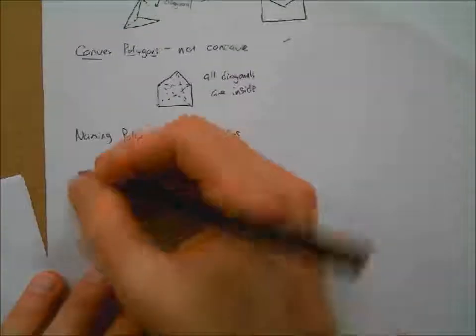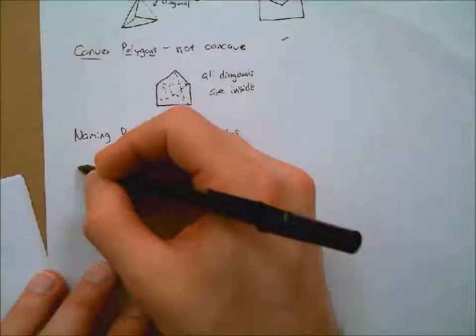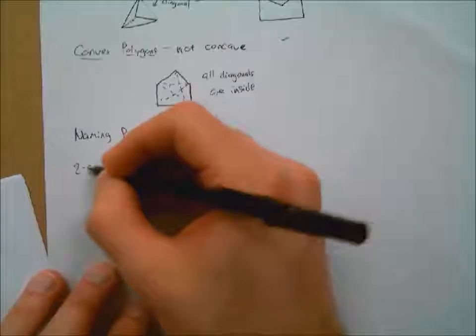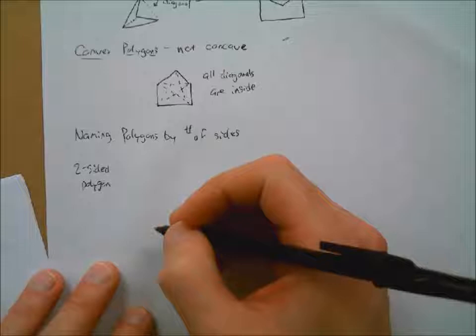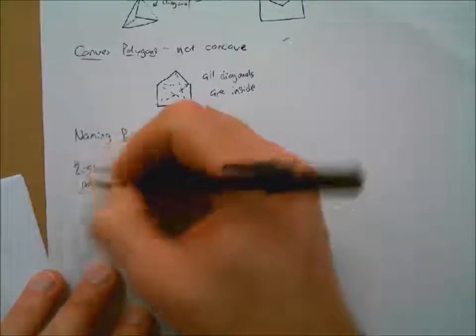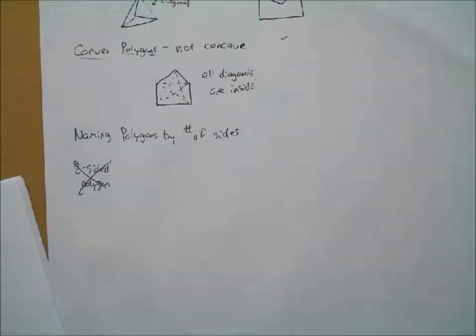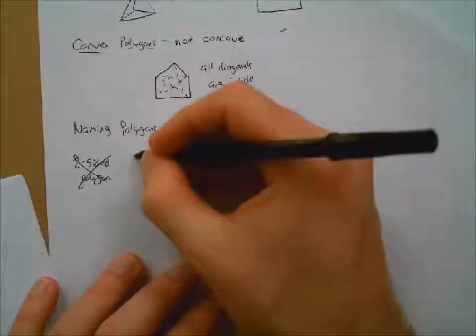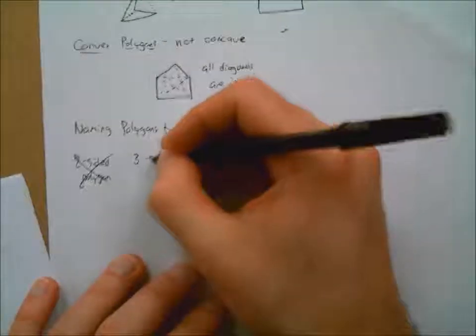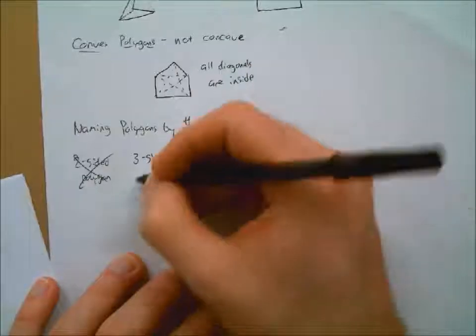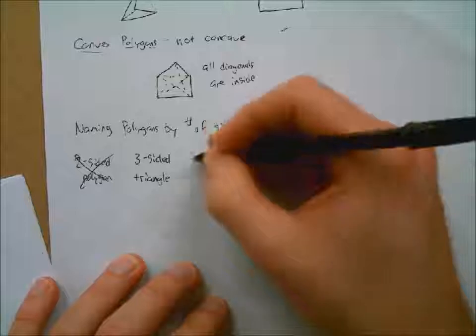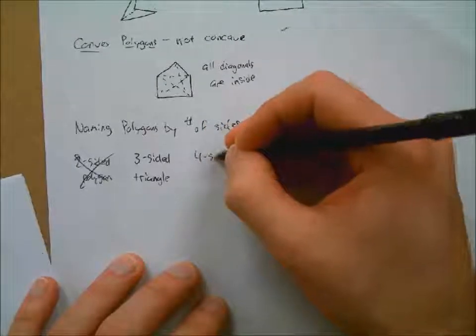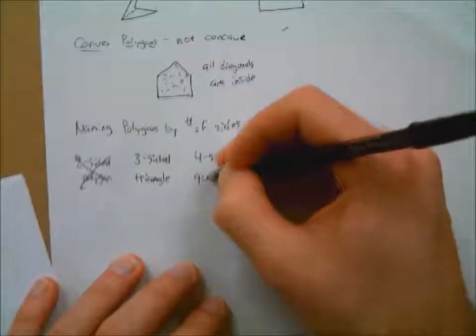So, the name for a two-sided polygon. What's that called? Doesn't exist. Yeah, that's right. Mr. Wid, why would you have us write that? That's so dumb. Sorry, guys. How about a three-sided polygon? What do we call that? A triangle. And a four-sided? Quadrilateral. Right, we talked about that.